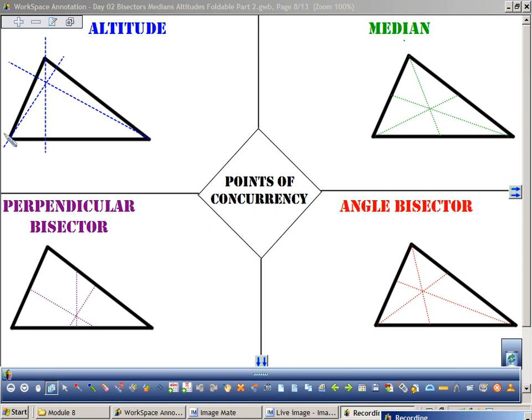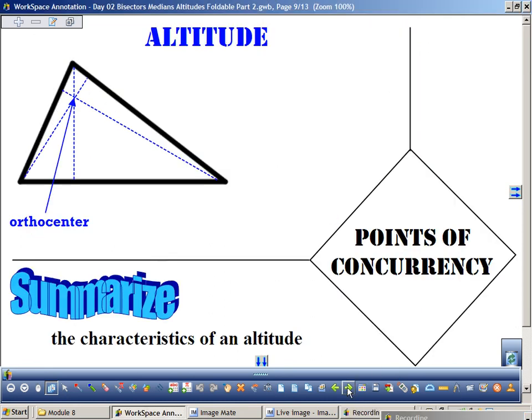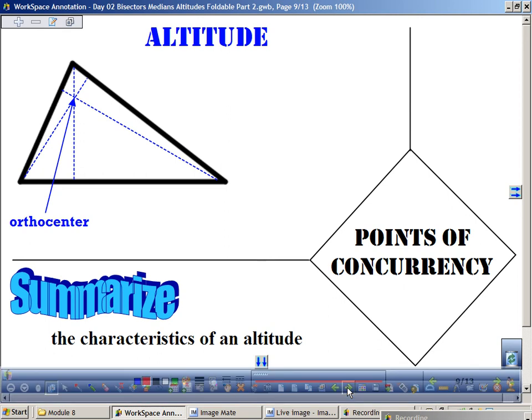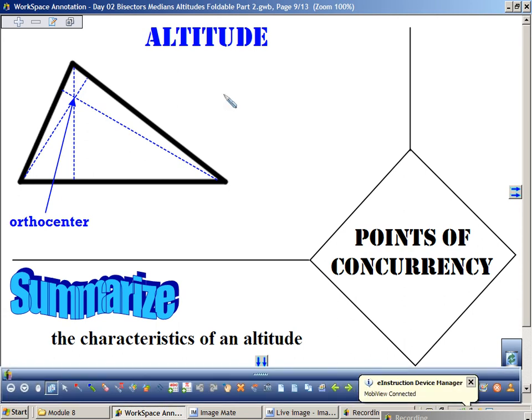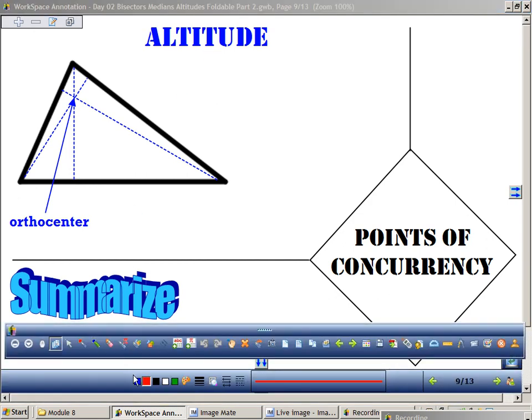All right, so you should have your foldable out. It looks like this. We finished this yesterday and glued it together. Let's summarize the altitude. All right, so the altitude is the shortest distance. First of all, an altitude always makes, let's start here.